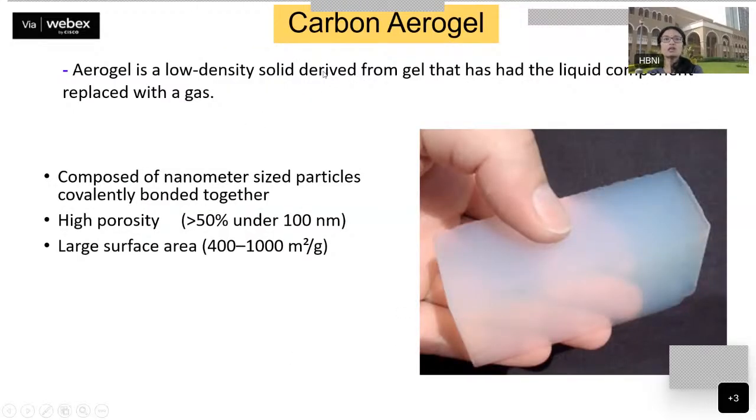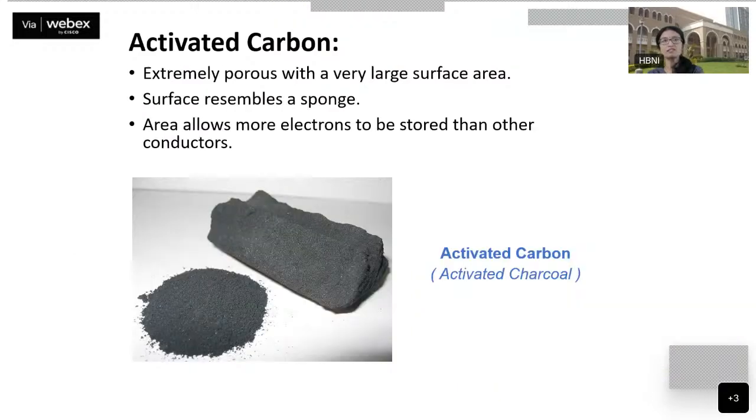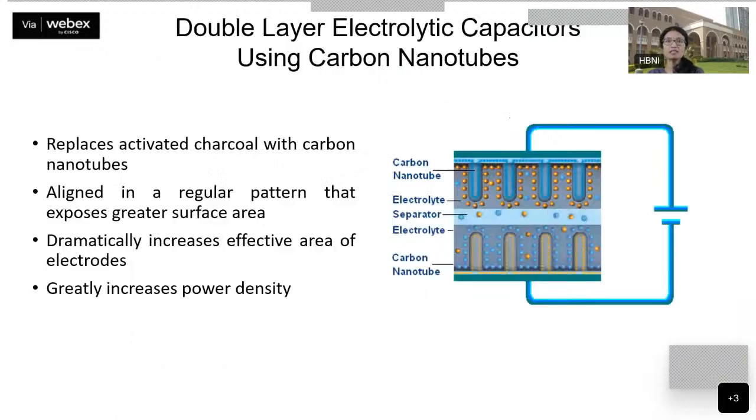Different materials you can use: carbon aerogel, a low density solid derived from gel. It is composed of nanometer sized particles covalently bonded together. There's very high porosity and large surface area, so this is very attractive for these kinds of EDLC supercapacitors. Similarly, activated carbon is also extremely porous with very large surface area. The surface resembles a sponge. You can imagine how large the surface area will be. So this is also a very important material for EDLC.